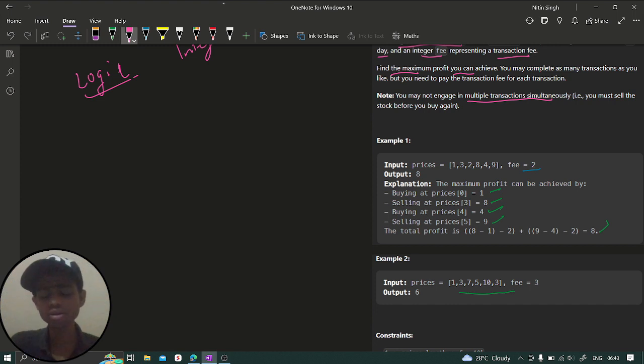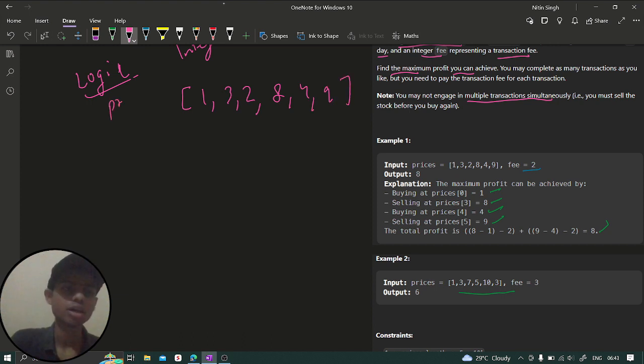So in this approach, we have this array 1, 3, 2, 8, 4, 9, right? So we have this array price. Why do I need to use recursion over here when we know that on zero index you have to buy it only, right? You can't sell it, right? So I'm going to say okay.